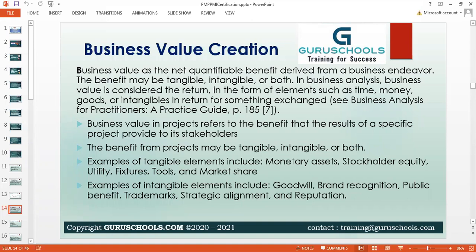So in business analysis, the business value is considered a return, right? Business value can't be touched. You can present it as a number in the form of elements such as time, money, and goods, or intangibles as a return for something exchanged, right? So whenever I say I want to enhance my attendance management system, the older attendance management system has been scrapped and I have a new automatic attendance management system, right?